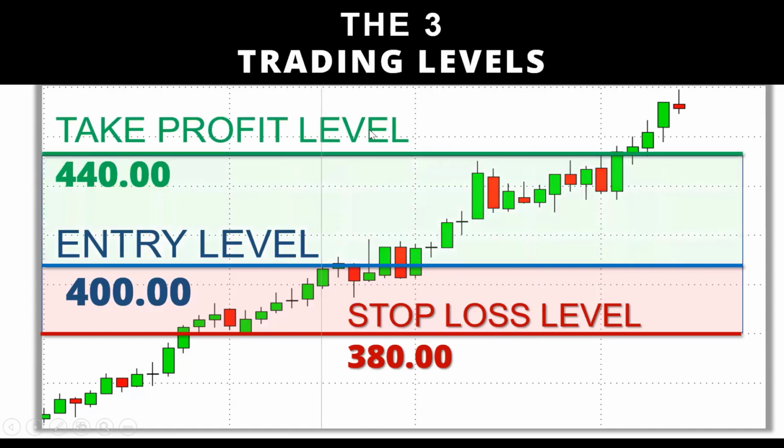And then we have the take profit level, which is an instruction to the market maker to get you out of the trade and realize a profit or a gain because the market has moved in your favor rather than against you. So you have the entry level, the stop loss level, and the take profit level.